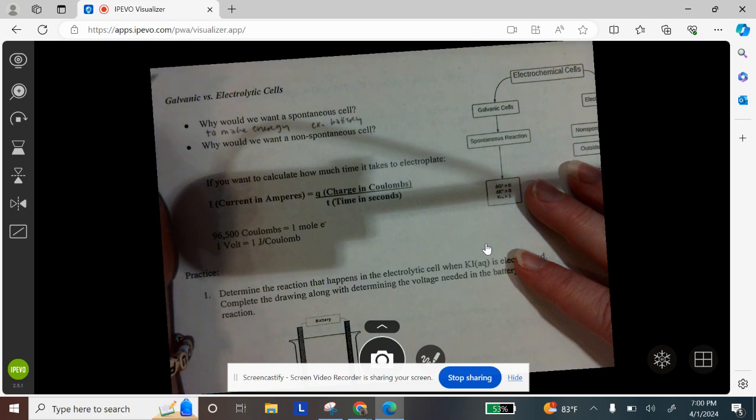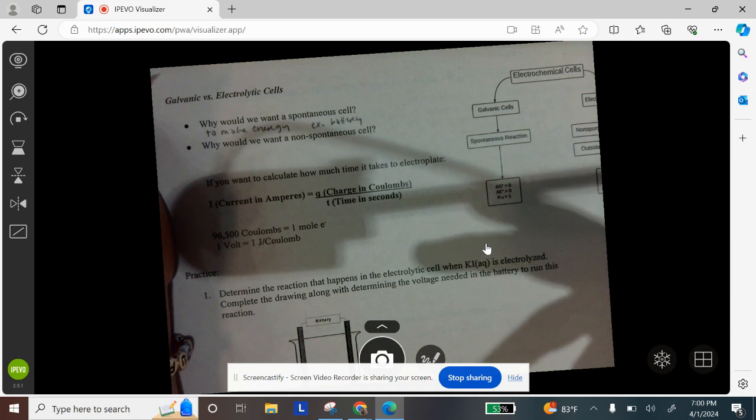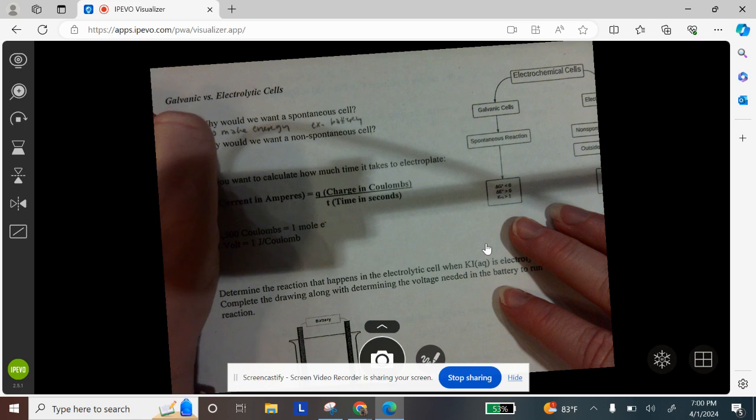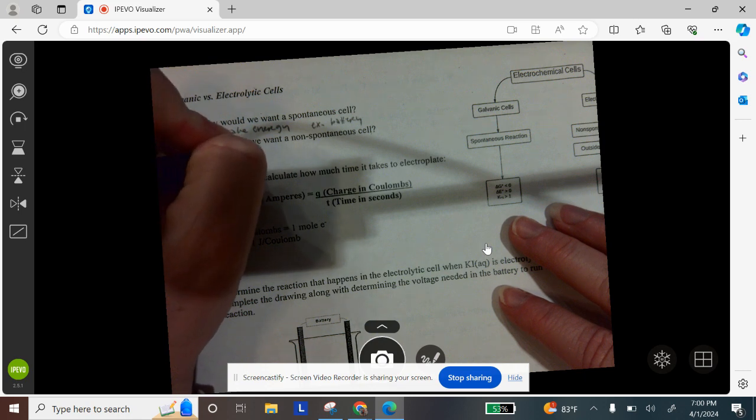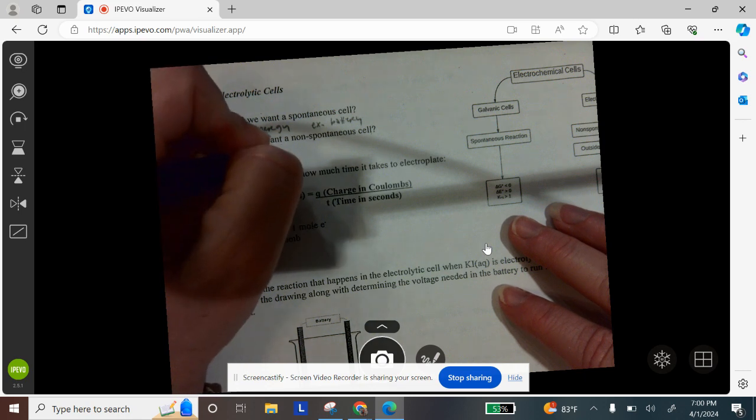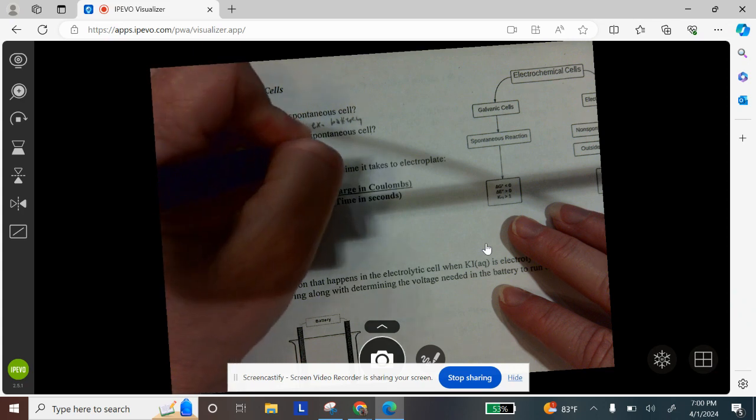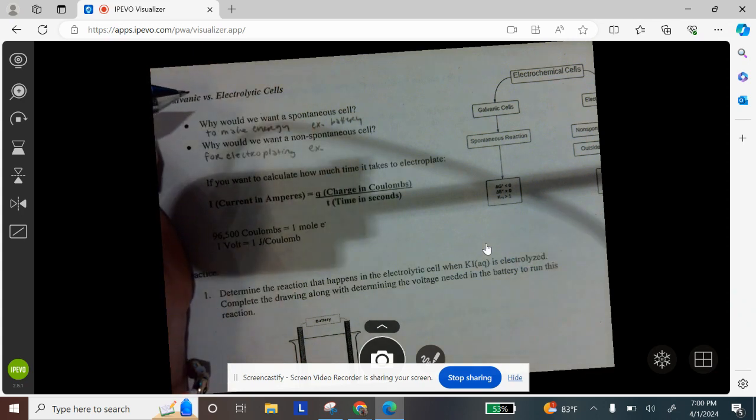And then why would we want a non-spontaneous cell, the one that we want to make happen? This is for stuff like, we would use this for electroplating. I know you're thinking like, what is that? I'll tell you in a minute. For electroplating, an example is like, I have it in my kitchen here. I could go grab it and show you. But when we want to put a metal on top of another metal, we want it to deposit on top of there. That's what electroplating is. So for example, I would put copper on a tea kettle.